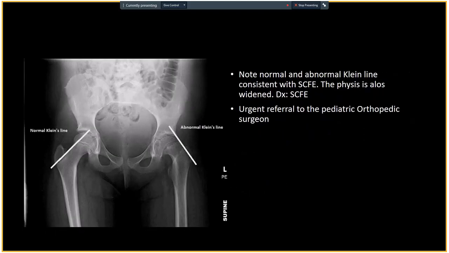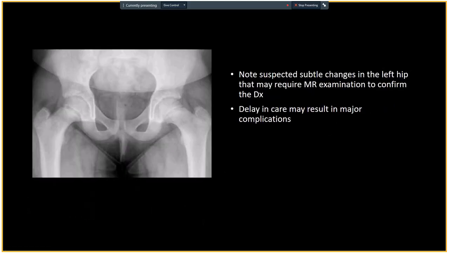In this case, you can also see that abnormality very well demonstrated on this radiographic view. It's very difficult to determine which side is affected, but again, let's look at Klein's line. This Klein's line is normal. This Klein's line is abnormal. So the left hip has SCFE, which you should consider strongly, order an MRI, and refer them to a pediatric orthopedic surgeon. In this case, we already see it on X-ray, so certainly the pediatric orthopedic surgeon will play a significant role, perhaps fixing and pinning that area and preventing further slippage, disruption of blood supply, and AVN.